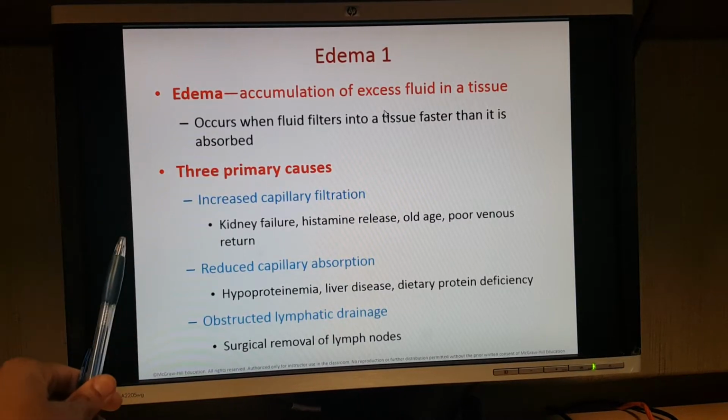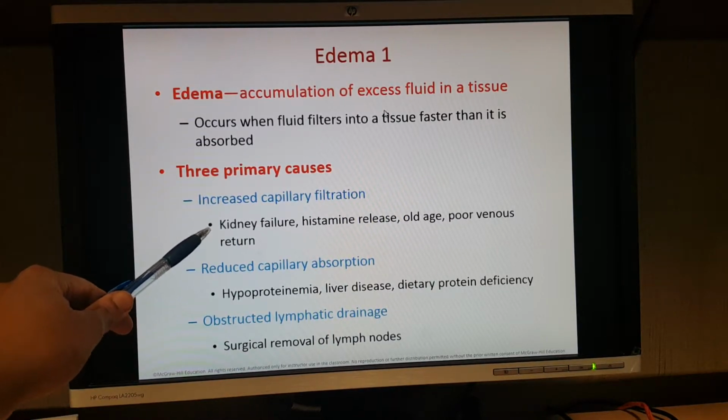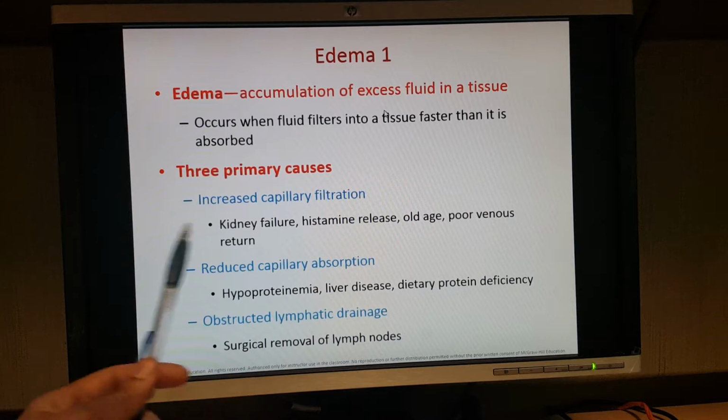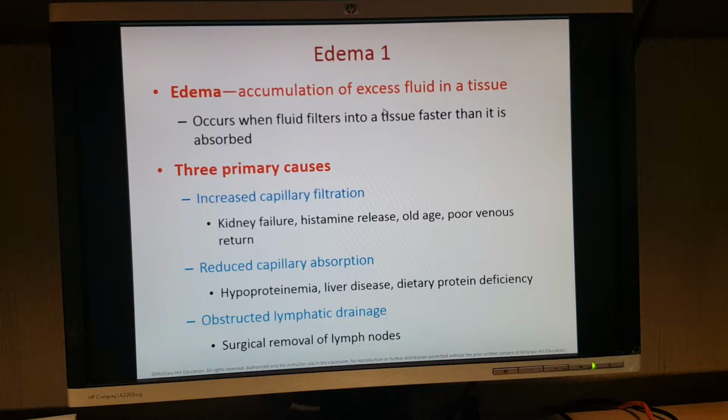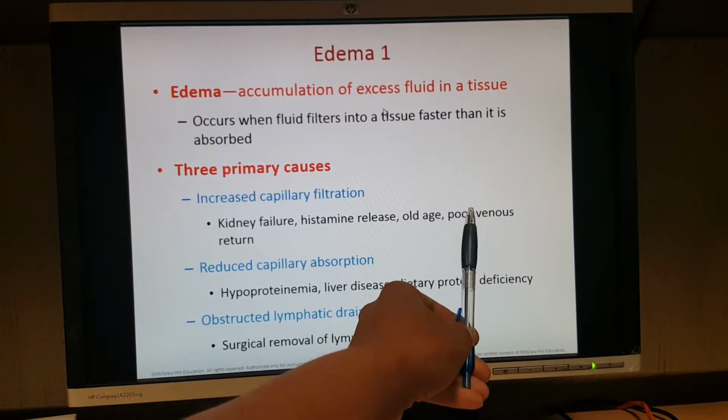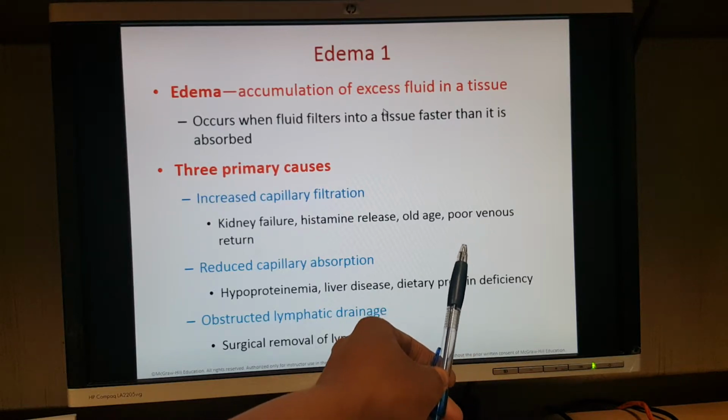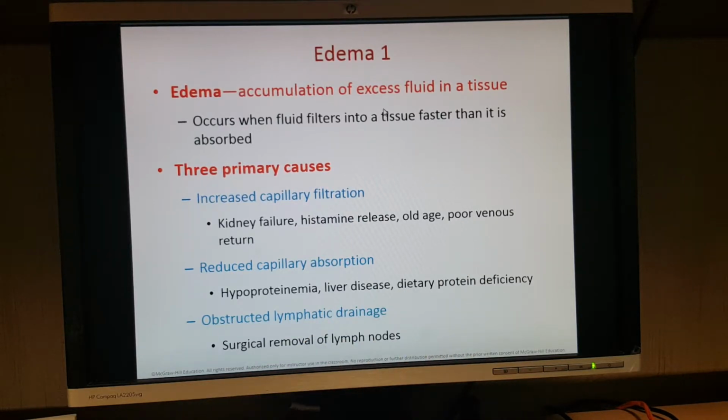So for example, your kidneys are not filtering the way they should. Histamine release, which increases the size of those intracellular clefts. Old age, which possibly could be just due to people with older age having higher blood pressure. And then lastly, poor venous return, so lack of circulation going through the system. If you have less return of your fluids from your venous system, then they'll stay in those tissues versus being brought back towards the heart.